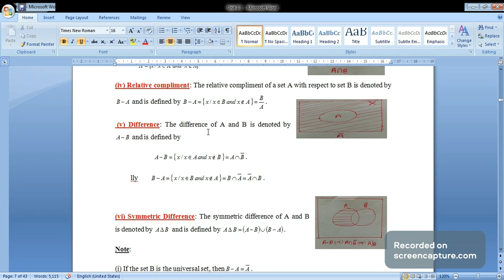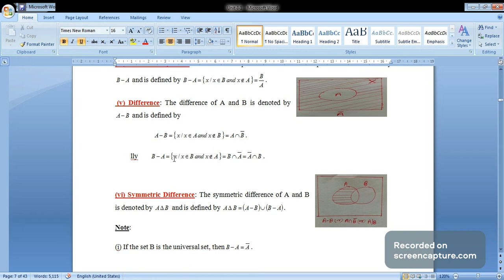The difference of A and B is denoted by A minus B and is defined by A minus B equal to {x such that x belongs to A and x does not belong to B}. It is A intersection B complement. Similarly, B minus A equal to {x such that x belongs to B and x does not belong to A}.